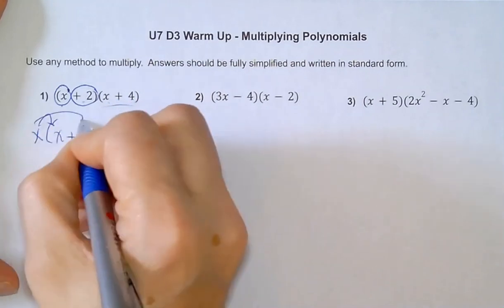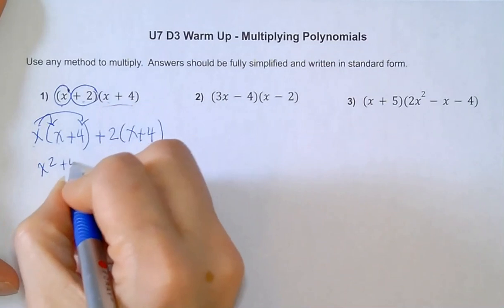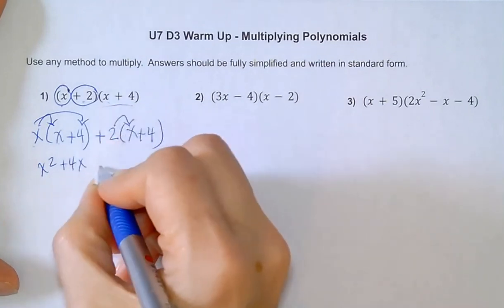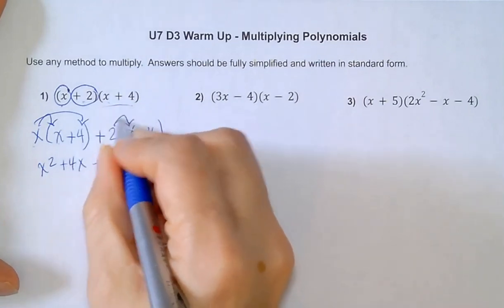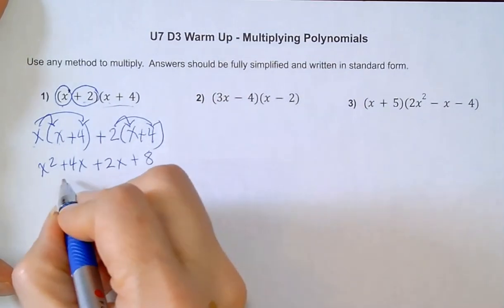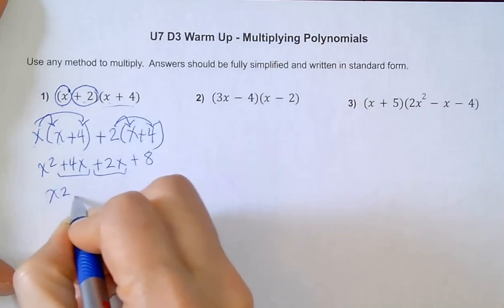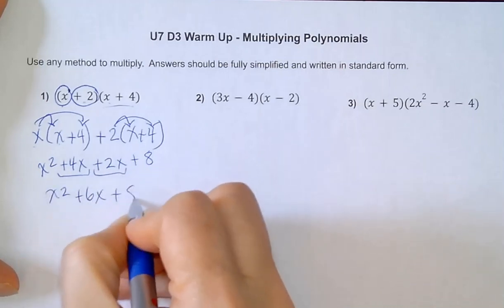Now I'll use distributive properties. So I have x times x is x squared, 4x. Here I have 2x. And 8. So I will combine like terms, 4x and 2x. I end up with x squared plus 6x plus 8.